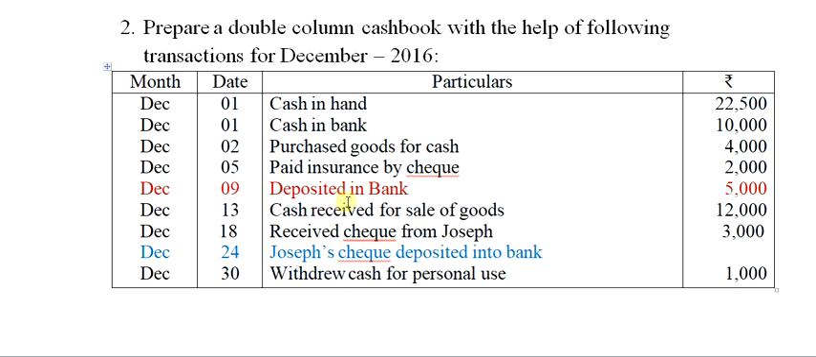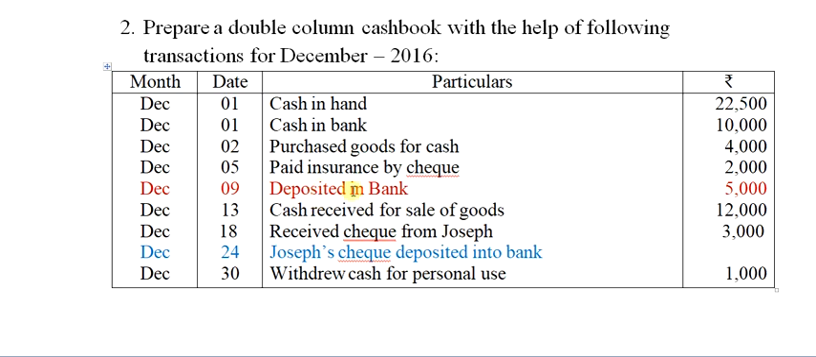December 9th, you can see deposited into bank 5,000. This is a contra entry. Deposited into bank means what happens? Our cash balance reduces on the credit side. Again, what balance increases? Our bank balance increases on the debit side.